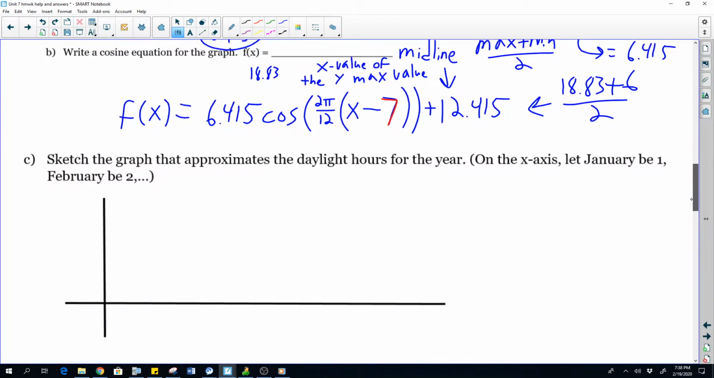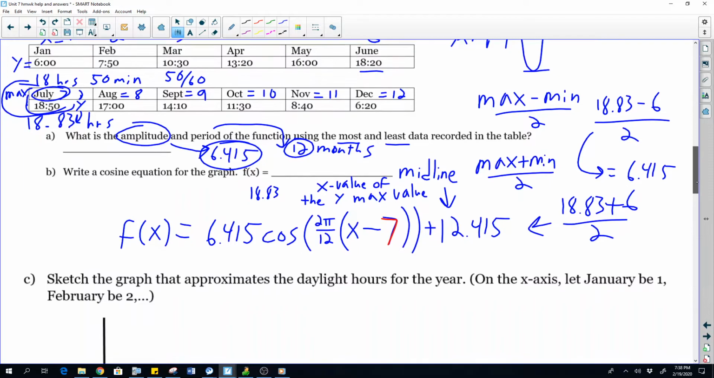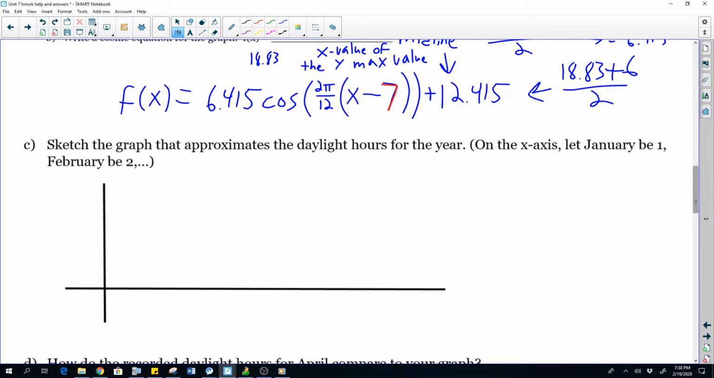Okay, so sketch the graph that approximates the daylight hours for the year. On the axis, let January be 1 and February 2 and so forth. Cool. So now we're going to sketch that graph. Again, our minimum was 6 and our maximum is 18.83. Minimum was 6 hours, maximum was 18.83, and that's going to be our hours of daylight. That's what it says in the problem.